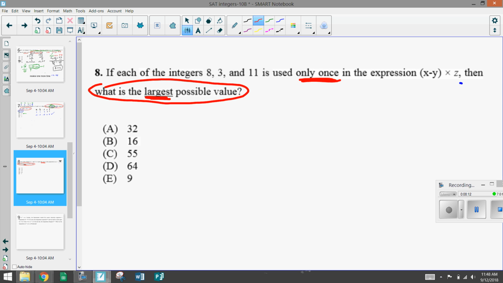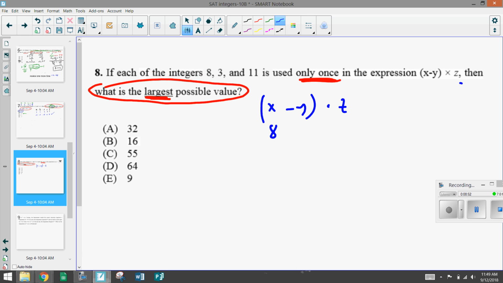Okay, let me write the expression here. X minus y times z. What is the largest possible value of that entire expression? So, each of them, x, y, and z, are integers. We can plug it in, and you can use one number only one time. So 8, let me just plug it in. Let's say x, y, z. All right, let me plug it in and see what I'm going to get. Am I able to get the right answer or not? Let's try.